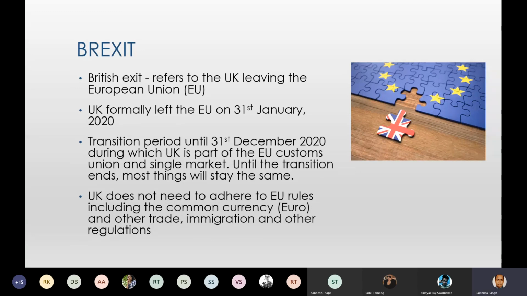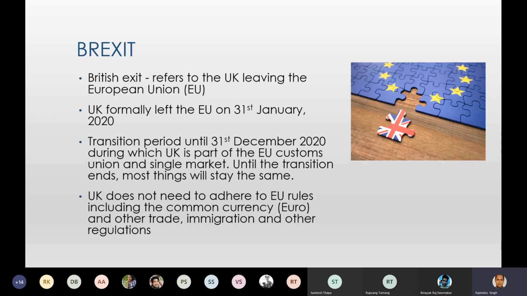On 31st January, which is not that long ago, the United Kingdom formally left the European Union. People actually voted for it, so they formally decided to separate from the European Union. It was always a member of the European Union, but it decided to not be a part of it anymore.